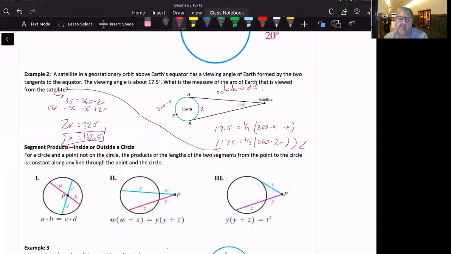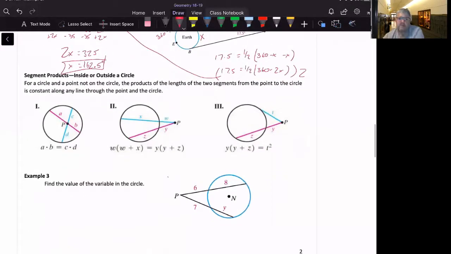If you really wanted to figure out what the other part of it is, you would just plug it in and subtract from 360, and that tells you what the rest of the Earth is that you can't see. But you can see 162.5 degrees of Earth from the satellite. It's degrees, it's arc measure, asking for the measure of the arc. In order to find the actual length, you'd have to know the radius of Earth and stuff like that.